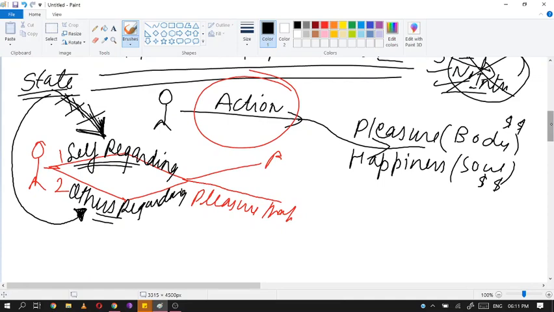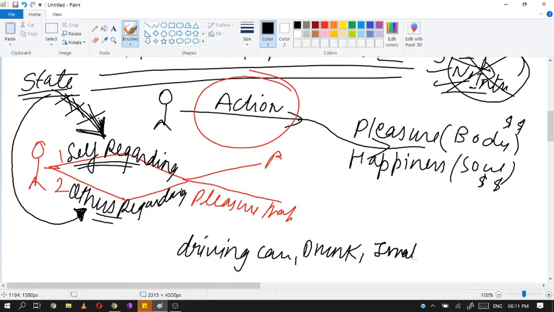Let's say you are driving irrationally. You are driving a car and you are drunk. So how will you drive? You will drive very irrationally. What can happen? Arey, you can kill yourself, I don't care. But in an accident, you can kill some other person also. You can kill others. You can damage other property. You can damage another human being's life.